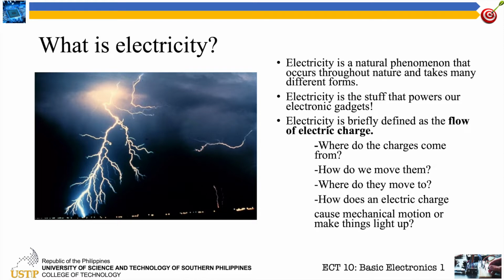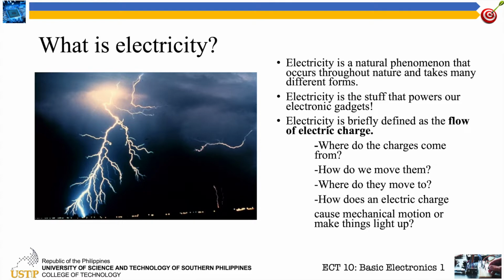It is a phenomenon that occurs throughout nature and takes many different forms, just like lightning. It carries high current and even high voltage. It is electricity that powers our electronic gadgets, our cell phones, our refrigerators, our air conditioners, even our calculators. There is current in there. Our laptops too. And electronics is just briefly defined as the flow of electric charge.